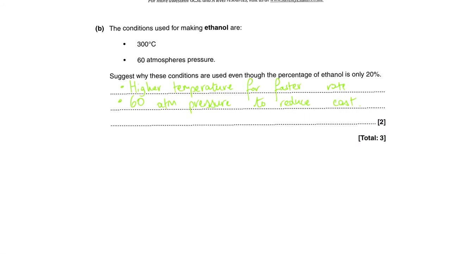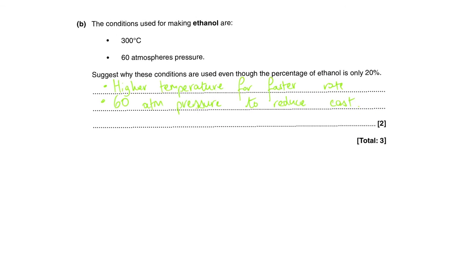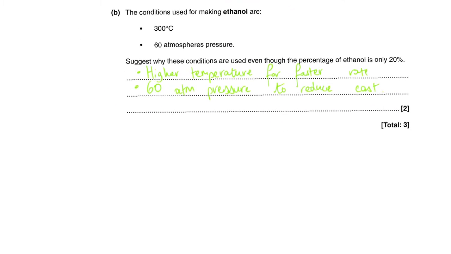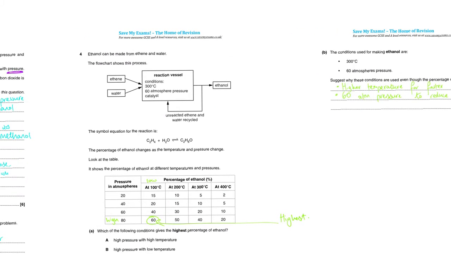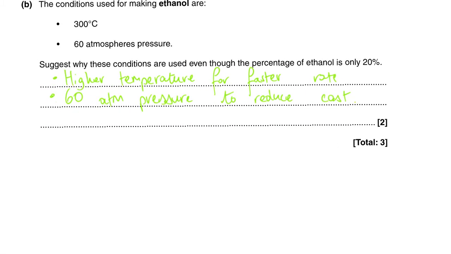The conditions used for making ethanol are 300 degrees Celsius and 60 atmospheres pressure. Suggest why these conditions are used even though the percentage of ethanol is only 20%. My two reasons are I have a higher temperature to increase the rate, and I have a lower pressure, because look, we did get to 80. I have a lower pressure though because I want to reduce the cost. It costs a lot of money to pressurize things. So those are my compromises.